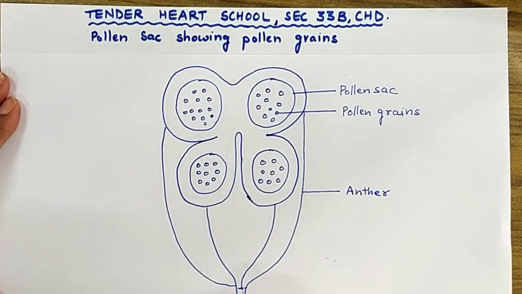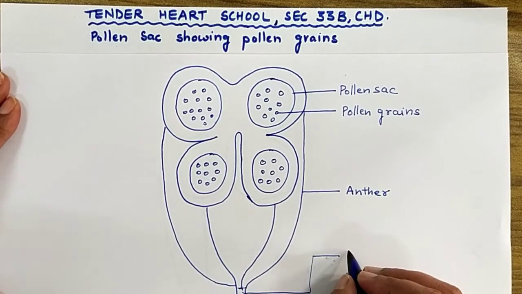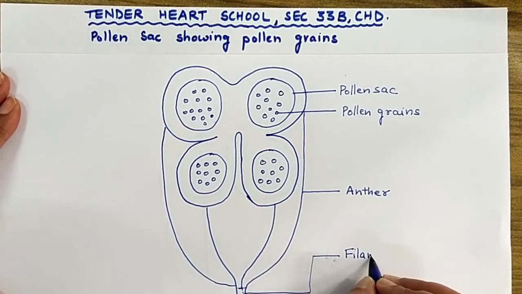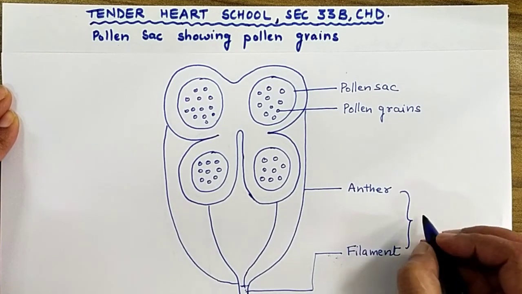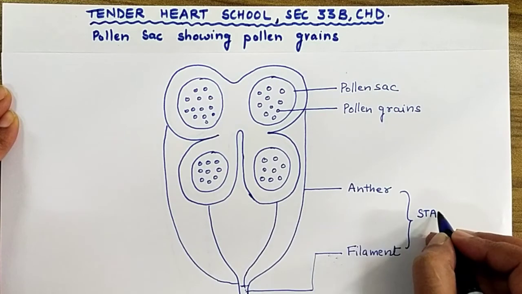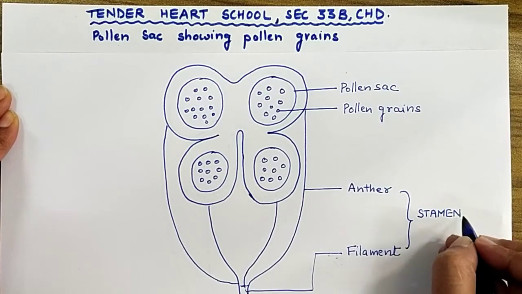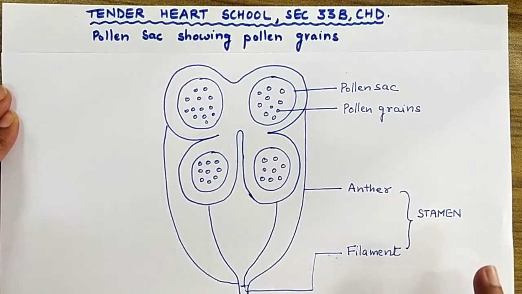Anther. This is the filament. Filament of the stamen, and anther and filament together are the parts of the stamen. Stamen is the male reproductive part of the flower. So let us just recall it again. I have shown you the diagram of the male reproductive part of a flower, that is the stamen.